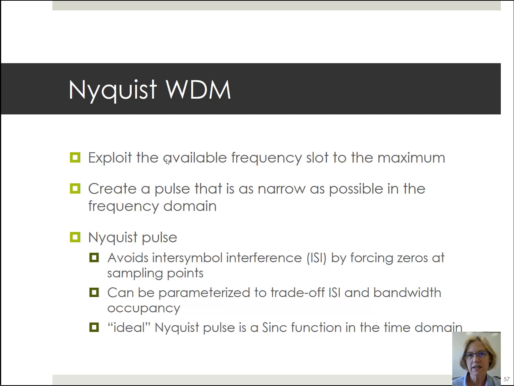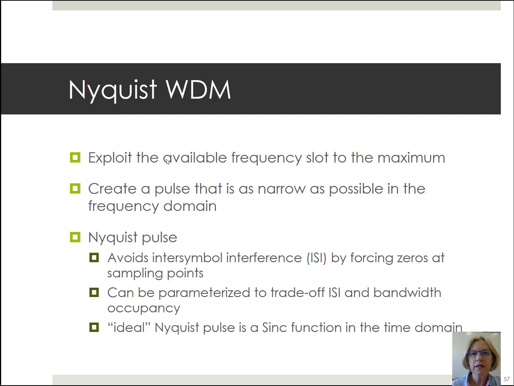And let's start with the basic idea that Nyquist said that we could have a set of pulses that could be considered to be used, which avoids intersymbol interference by forcing 0 at the sampling points. And I'll try and give you some examples of what intersymbol interference is and how a Nyquist pulse avoids this impairment.